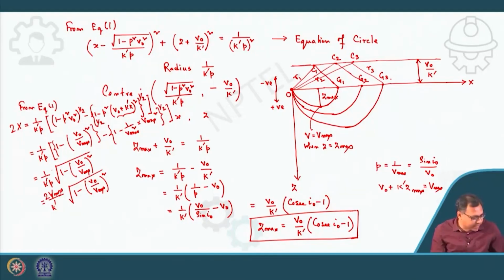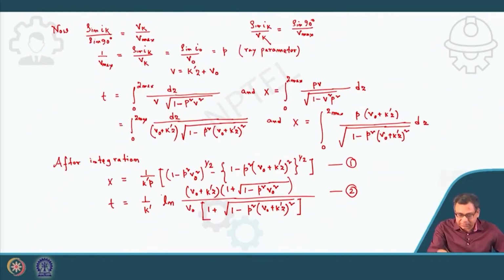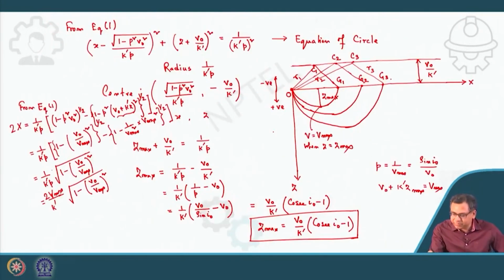V0 by V max square, because we have taken the derivation for half distance, or we have taken this integration for half distance, because it is from top to bottom half, then the other half it will be circle, so that will be twice x.